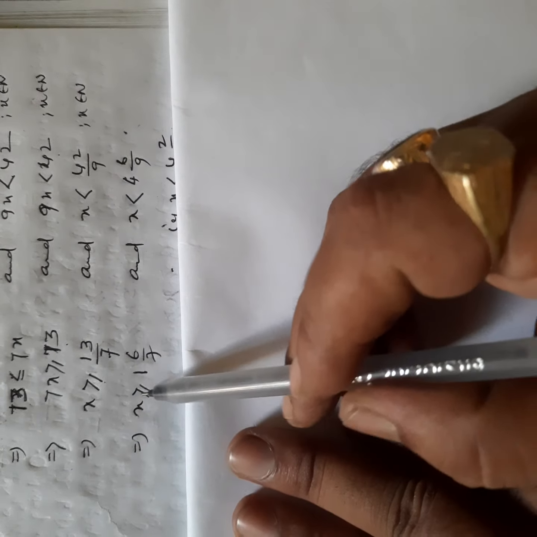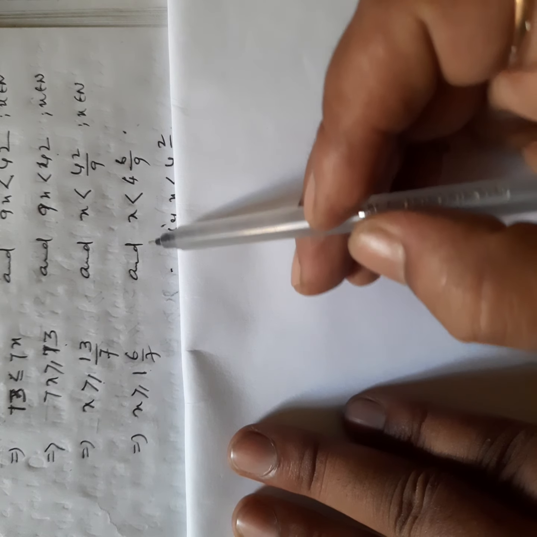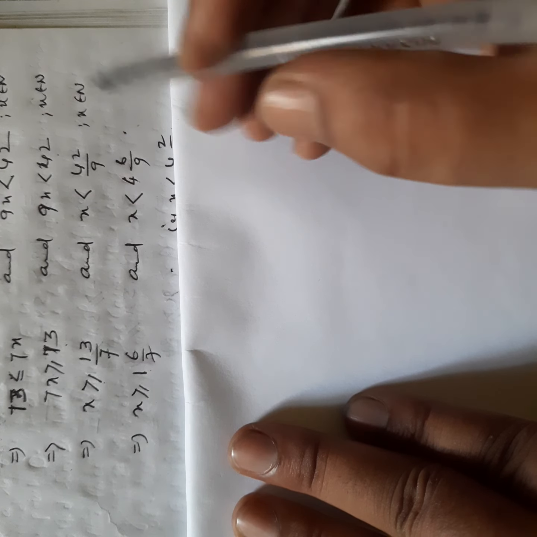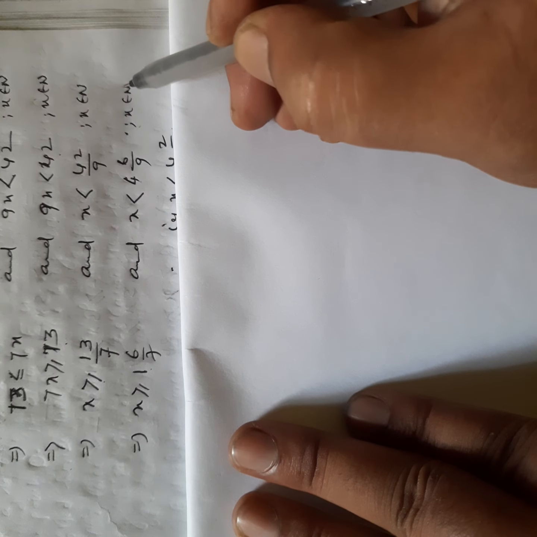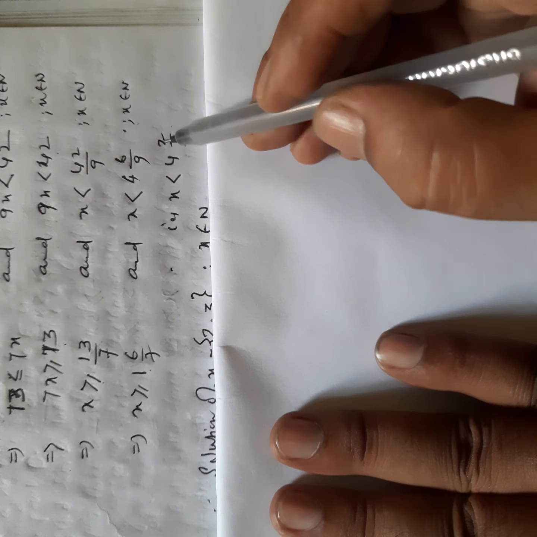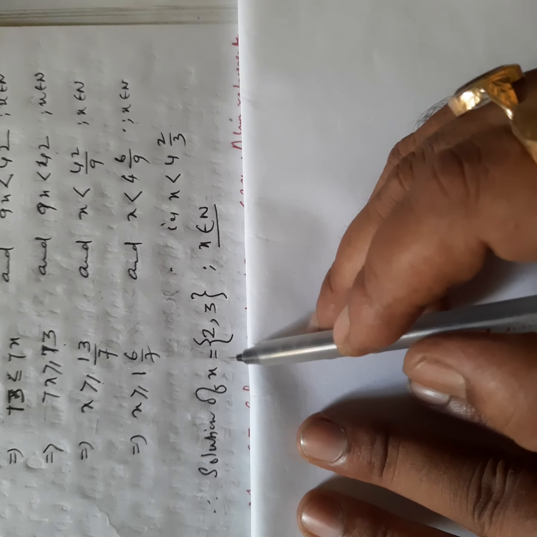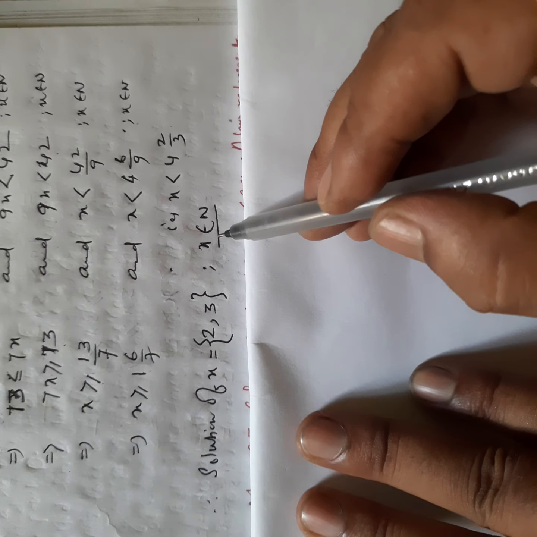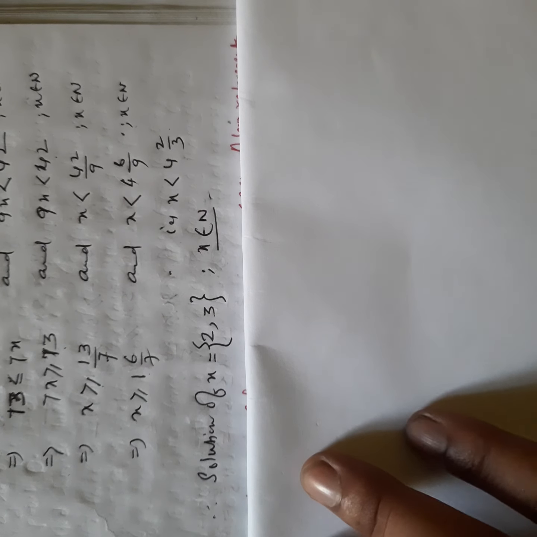This implies that x ≥ 1 6/7 and x ≤ 4 6/9, such that x belongs to capital N. That is, x ≤ 4 2/3. Therefore, the solution set of x is {2, 3}, such that x belongs to capital N.